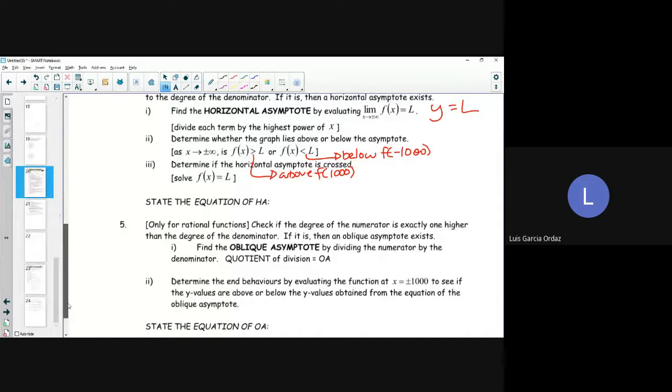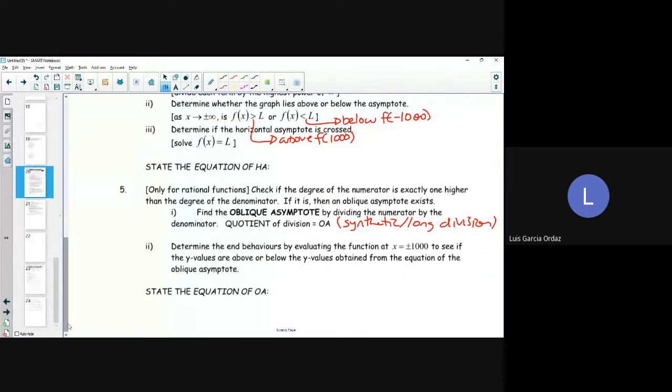So we're going to state the equation of the horizontal asymptote, which is y equals L, which we have above. And then we have to find our oblique asymptote. We do this by either synthetic or long division. We need to determine the end behavior by evaluating the function at x equal to positive or negative 1,000 to see if the y values are above or below the y values obtained from the equation of the oblique asymptote.